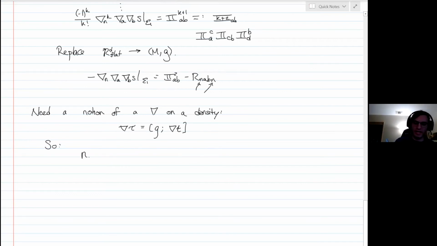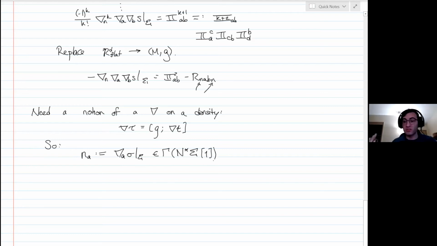We're going to define N_A now. This is going to be our first jet coefficient. This is just nabla_A on sigma along the boundary. Turns out, and you can check this for yourself, if you rescale s by omega, how does N rescale? Does it scale as a density? The answer is yes, it does, as long as you restrict it to the boundary. So it is in the conormal bundle of sigma with weight 1. It's great. We're off to a great start.